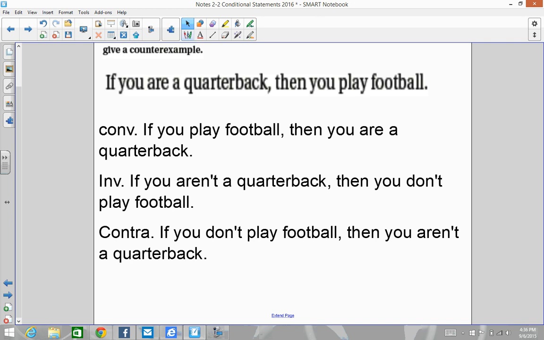So let's look at these real quick for the truth values. If you play quarterback, then you play football. We know that's true, and if that's true, we know the contrapositive has to be true. Now the converse: if you play football, then you are a quarterback. Well, that's not true. You can play football and play other positions, so that is false. You could be a linebacker and still be playing football, but you're not a quarterback. And the inverse: if you aren't a quarterback, then you don't play football. Well, if you're a linebacker, you play football. Remember, the converse and inverse are equivalent statements, so the inverse is false also. So true, false, false, and true.